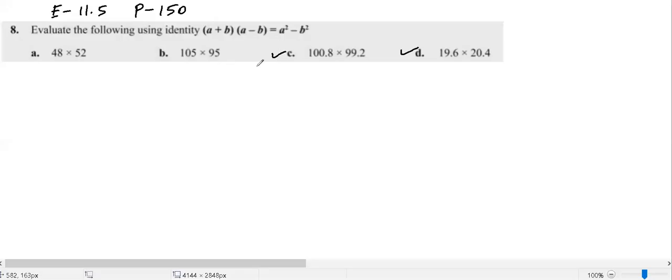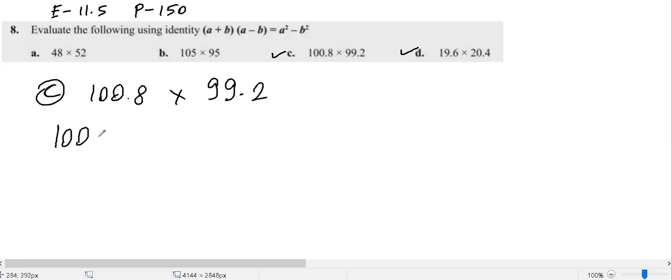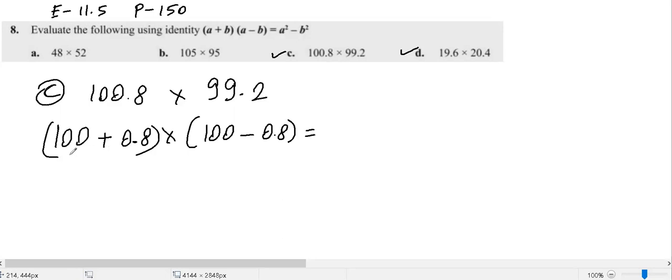Okay, so here it says evaluate the following using the identity a plus b into a minus b is equal to a square minus b square. So C1 we will solve. Here it says 100.8 into 99.8. So when you see carefully, you will observe that 100.8 can be written as 100 plus 0.8. Similarly, here I can do 100 minus 0.8. So this is of the form a plus b, correct, into a minus b.